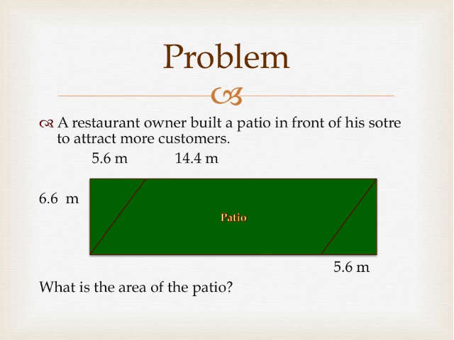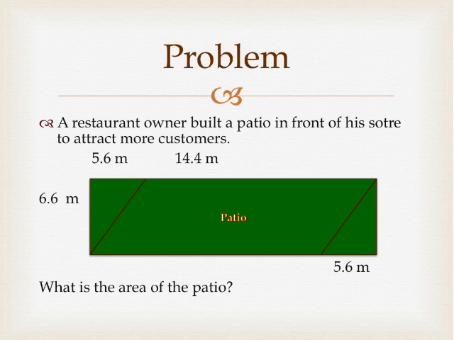So what is the formula again? It's base times height. So in this case, of course, we can't measure the height of the lines that are going on a diagonal. So how are we going to get the height of this particular patio? What would the height be? Any thoughts? William says 6.6 meters, and of course he's right.